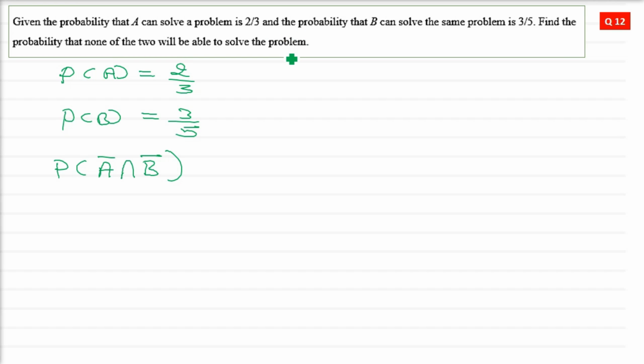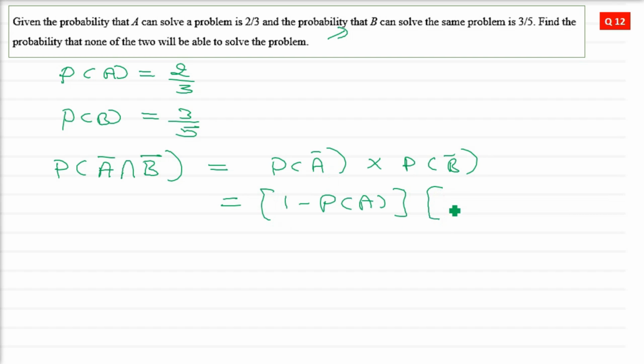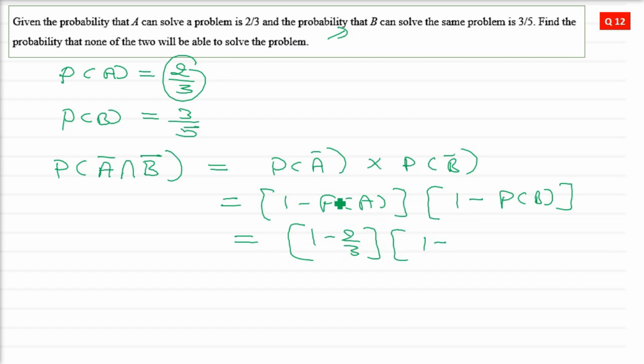Two individuals are different, so there is no dependency between them solving something. It's given in the question that the events are independent, so we can follow the rule we have learned. P(A not ∩ B not) is P(A not) multiplied by P(B not). P(A not) can be written as 1 minus P(A), and P(B not) is 1 minus P(B), because P(A) plus P(A bar) is always 1. Similarly for P(B). Now I'm replacing P(A) and P(B), which are already given in the question. P(A) is given as 2 by 3, and P(B) is given as 3 by 5.